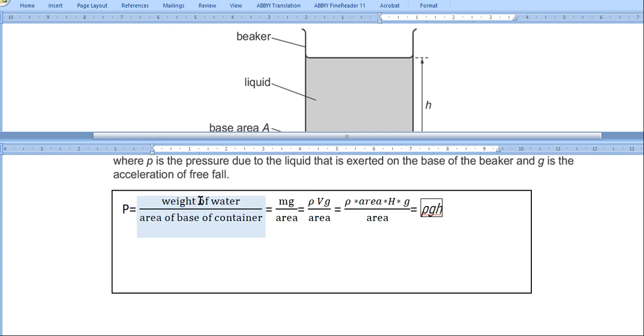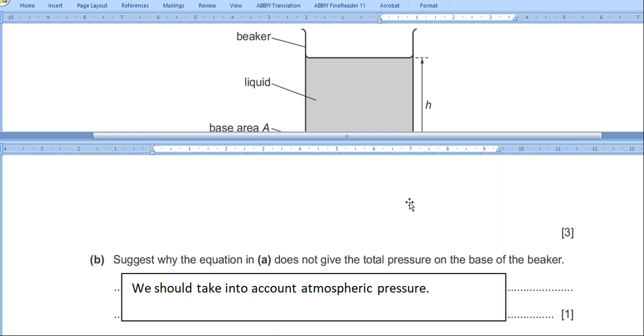Force is actually the weight of the liquid, mg, and area is the area at the bottom of the container. Then mass equals density times volume, ρV. V equals area times height. So, simplifying and cancelling area, we get ρgh. So this question is done.